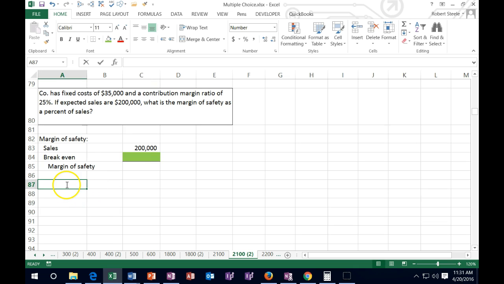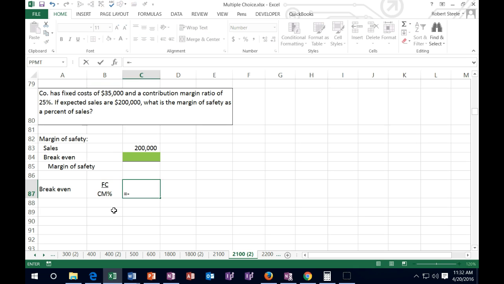The break even formula will be here. It's fixed cost over the contribution margin percent. So you can memorize that, or you can kind of derive that. You probably want to have that somewhere handy for you when you're taking test questions. And that's going to then equal the fixed cost given to us up here, being the 35,000. I'm going to press Alt Enter to go underneath.